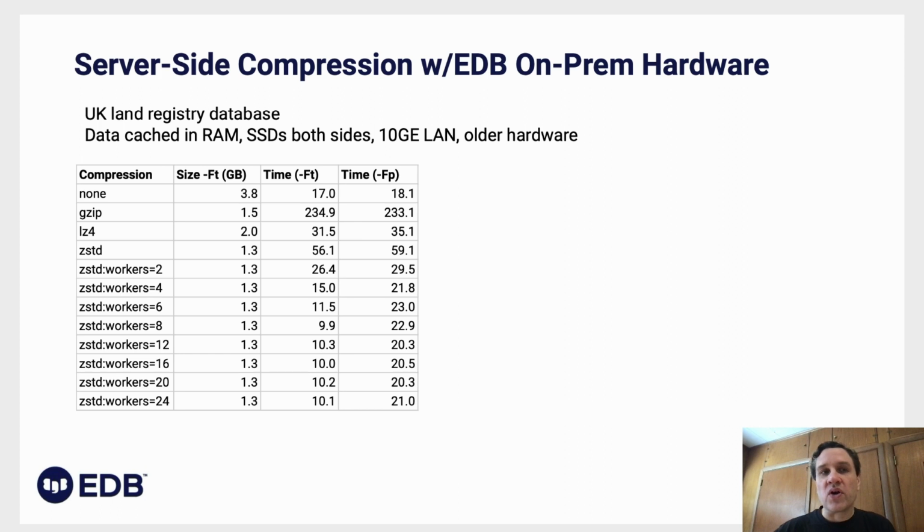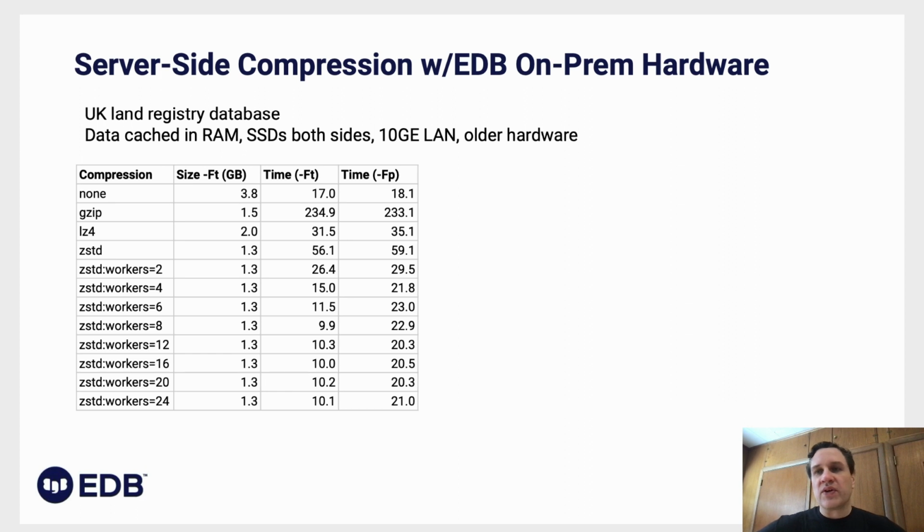But as I add workers, zstd starts to pull into the lead because it's the only one that has the ability to use parallel workers here. And with 8 workers, I'm able to reduce the time to take this backup from 17 seconds down to just under 10 seconds, which is pretty cool. And then in the last column here, I show the time to do a plain format backup.